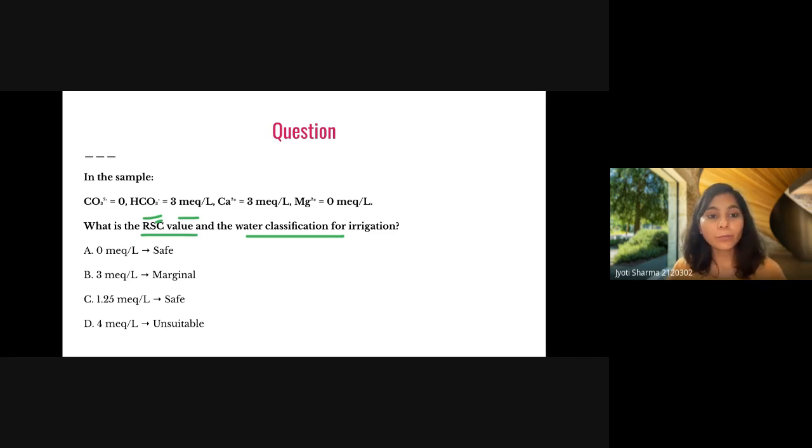Anyway, so this was nothing but carbonate anions minus cations. So these were the carbonate anions and these were the cations. This will give you the value of RSC. So can you calculate this?